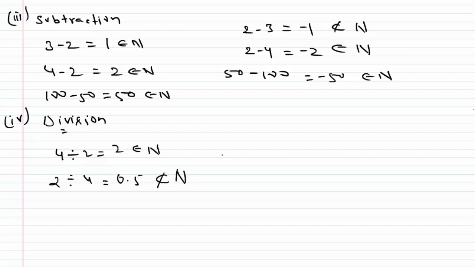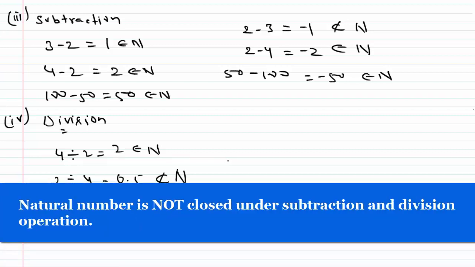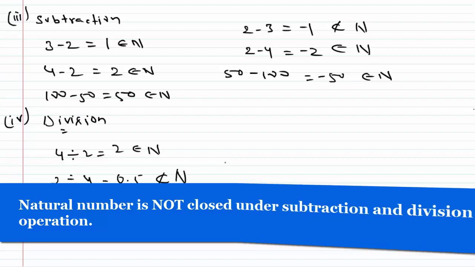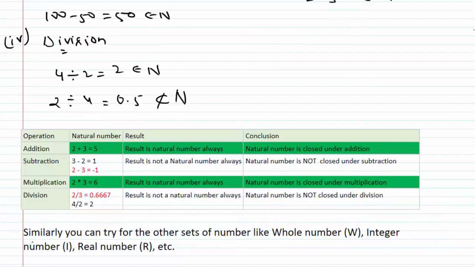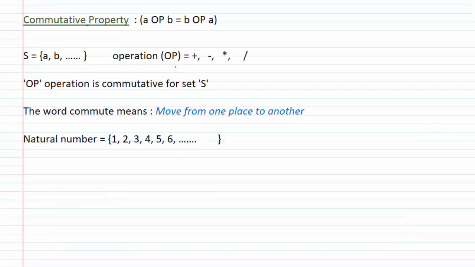So we find that some element of natural number set are following the closure property, but there are many pair of elements of natural number set which are not following the closure property under the subtraction and division operation. So we will conclude that natural number is not closed under subtraction and division. You can similarly try for other set of numbers like whole number, integer number and real number. Let's see the next property, that is commutative property.